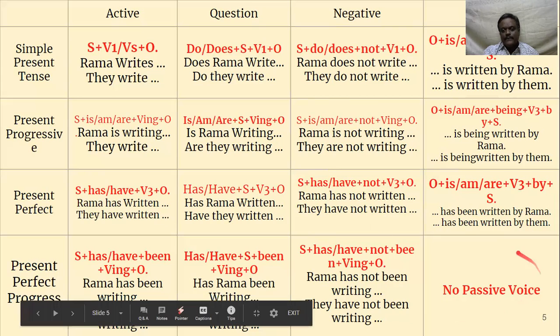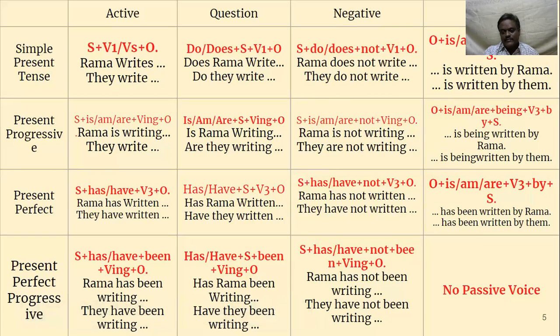But remember, in passive voice, present perfect progressive has no passive form. In the same way, even past perfect progressive also has no passive form. Even future perfect progressive also has no passive form. We don't have passive forms for these. That is, even future continuous tense also we have no passive voice.